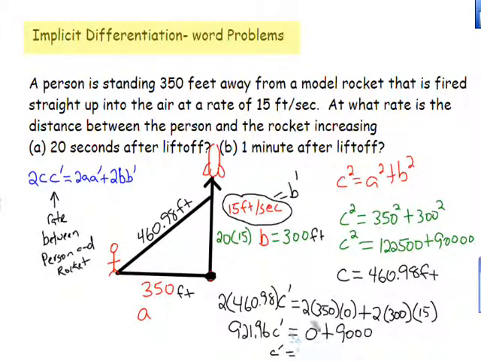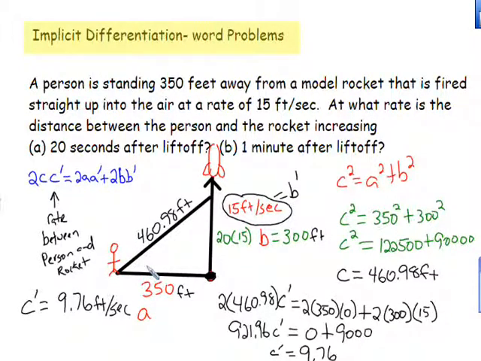So to find C prime, all I have to do is divide 9,000 by 921.96. And that's going to be 9.76. What does that mean? C prime is 9.76 feet per second. That's how this length is changing while the rocket is climbing. That's the difference, and that's the rate of how much it's changing.